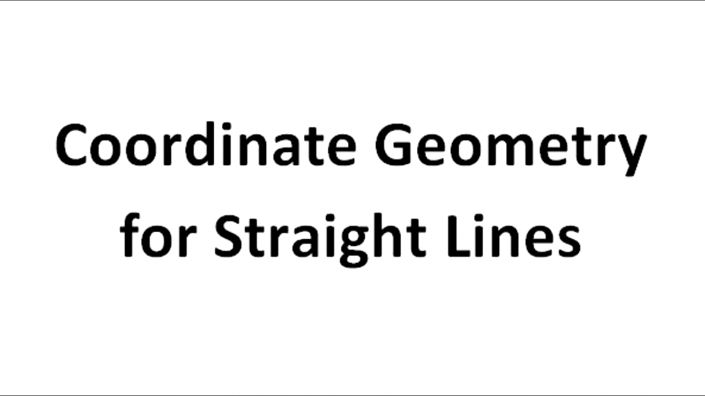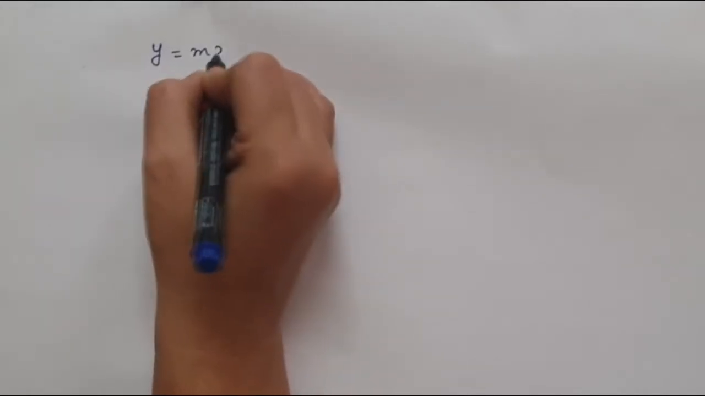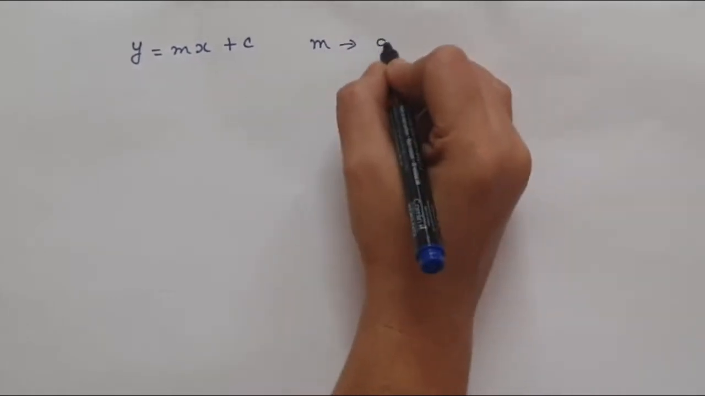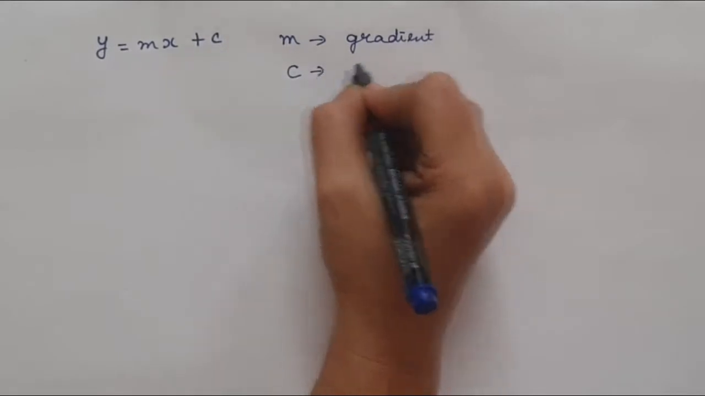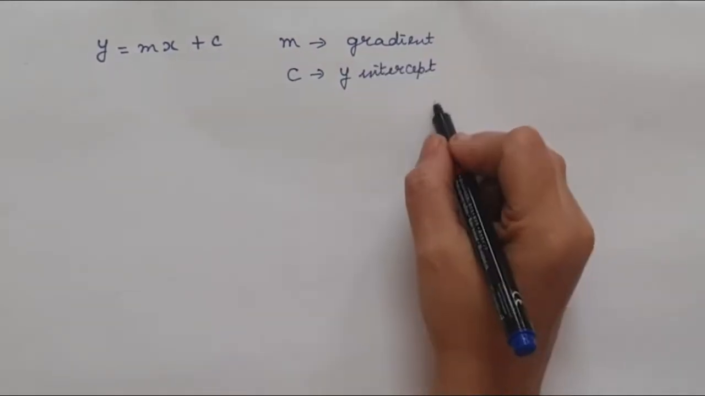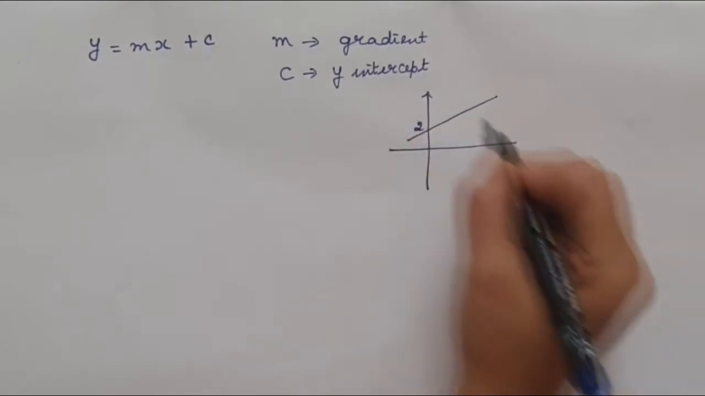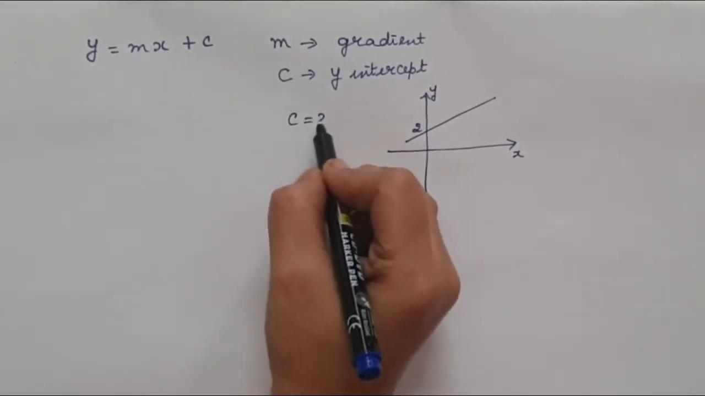Coordinate geometry for straight lines. The general equation of a straight line is y equal to mx plus c, where m is the gradient of the line and c is the y-intercept. That is, if we have a straight line intersecting the y-axis at 2, then c will be equal to 2.